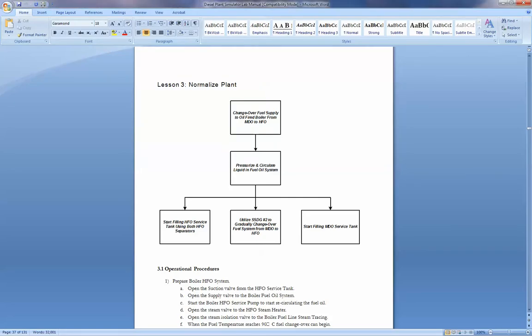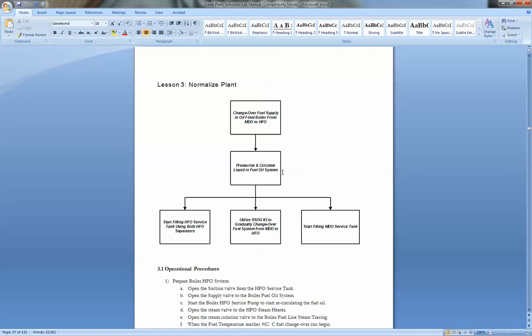Now, in Lesson 3, we're going to change over the fuel supply to the oil-fired boiler from MDO, which is a light distillate, to heavy fuel oil, which is a heavy residual fuel. We're going to pressurize and circulate the fuel in the fuel oil system, and we are going to change over from light distillate to heavy fuel oil right at the dock using the auxiliary generator, the ship service diesel generator.